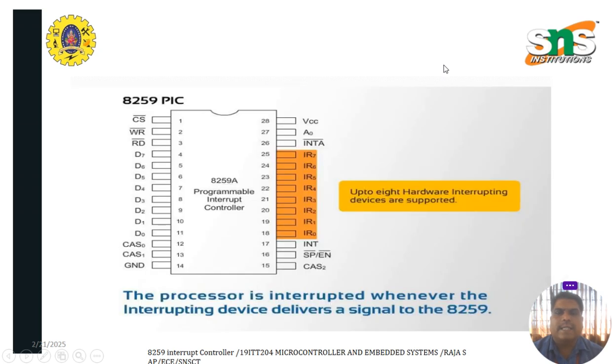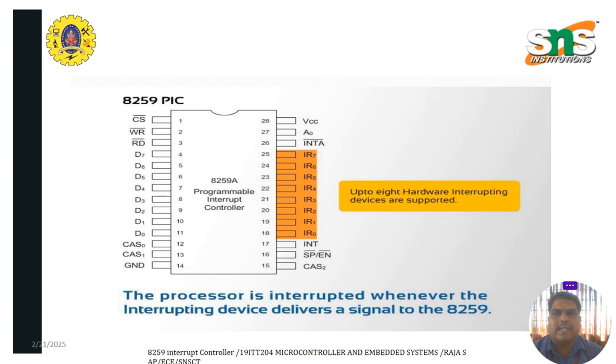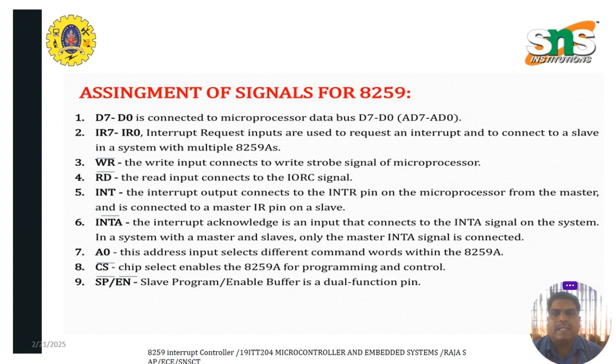So these are the general pins that are used in the 8259 PIC. The processor is interrupted whenever an interrupt service device delivers a signal to the 8259. The 8259 supports 8 hardware interrupting devices, so signals are assigned using the 8259. If you look at the left hand side and right hand side, it can be explained here.